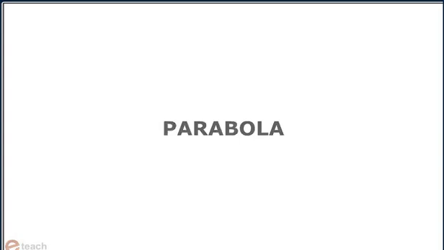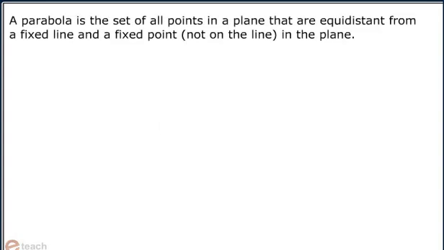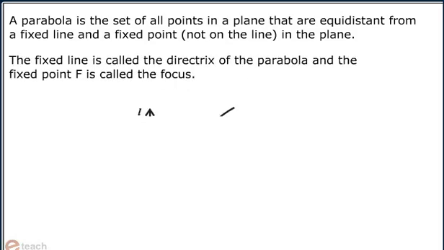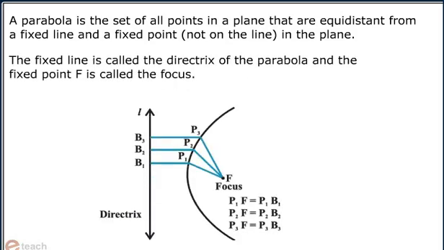Parabola. A parabola is the set of all points in a plane that are equidistant from a fixed line and a fixed point, not on the line, in the plane. The fixed line is called the directrix of the parabola and the fixed point F is called the focus. Here, P1F equals P1B1, P2F equals P2B2, P3F equals P3B3.